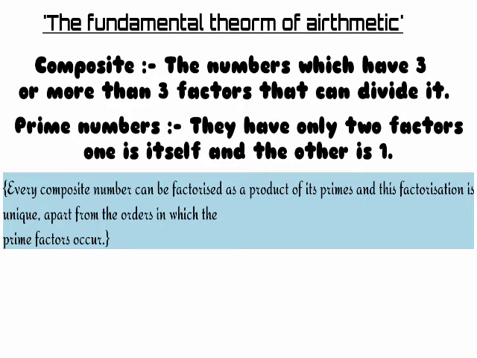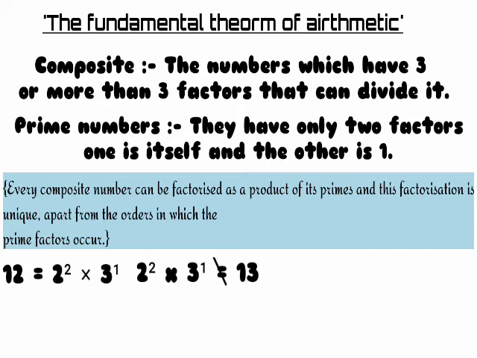Let's take a composite number 12. We can write it as 2 into 2 into 3, and that is 2 squared into 3. This factorization is unique as 2 squared into 3 cannot be any other number. We cannot say that 2 squared into 3 is equal to 13. It will always be 12. So, prime factors of any composite number are unique.